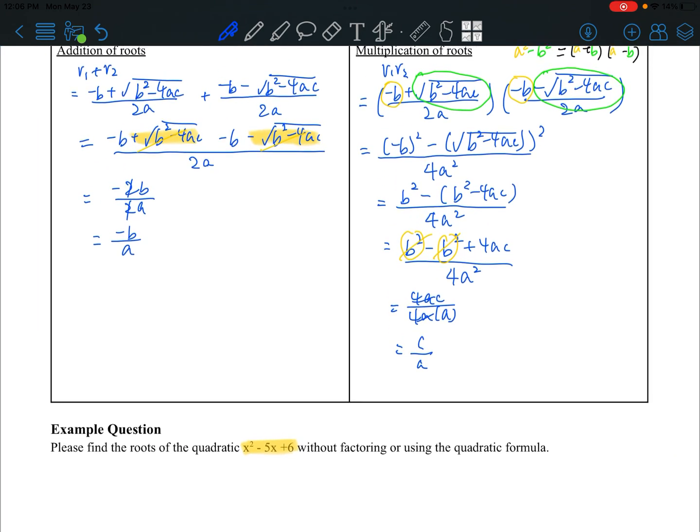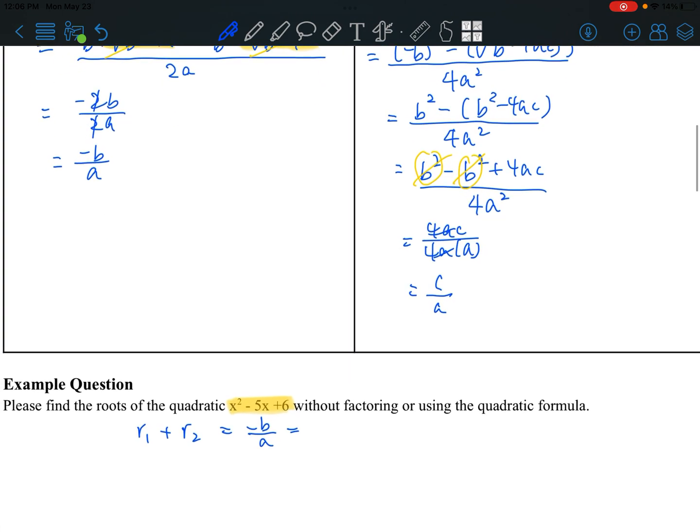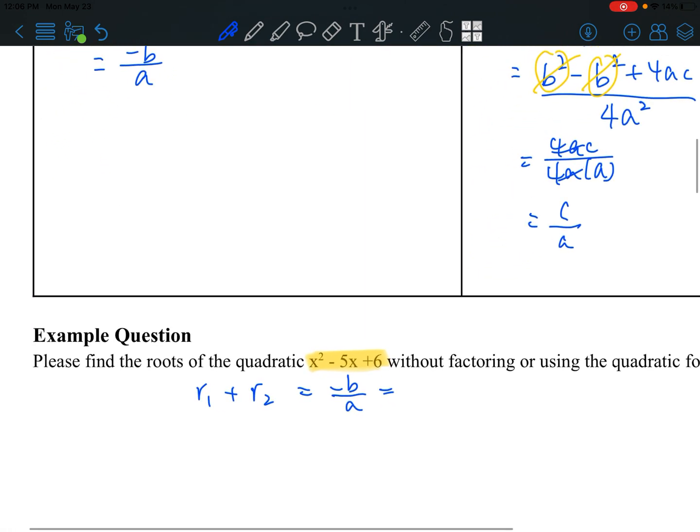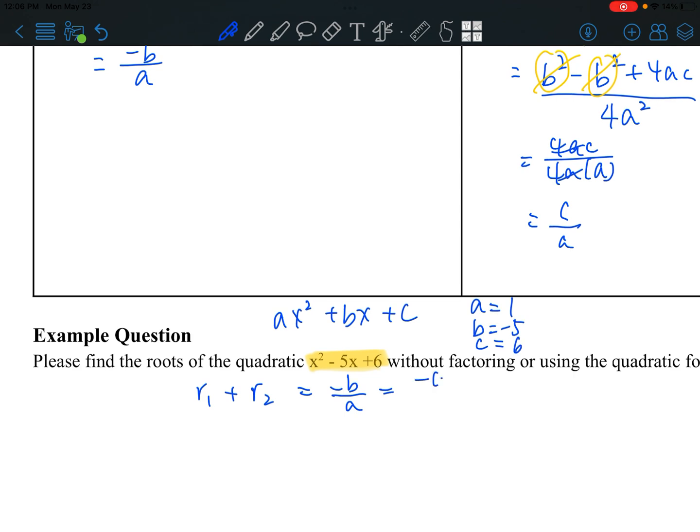So the addition of roots r1 plus r2 will be equal to negative b over a. And in this expression ax squared plus bx plus c, we can see that a is equal to 1, b is equal to negative 5, and c is equal to 6. So negative b over a is equal to 5. Similarly, r1 times r2 will be equal to c over a, which is just 6.